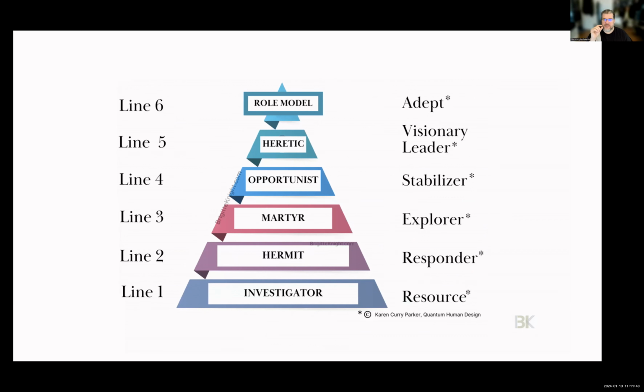Then there's this discussion of different line types. So at the bottom, you have the investigator. If somebody says, I'm a line 1, that means they're an investigator. Line 2 is the hermit. 3 is a martyr. 4, opportunistic. 5 is a heretic. And 6 is a role model.